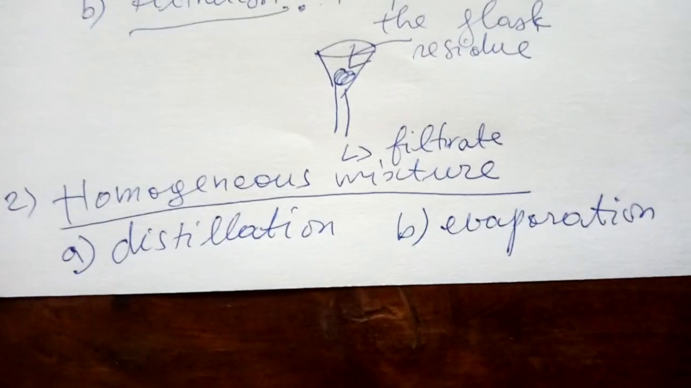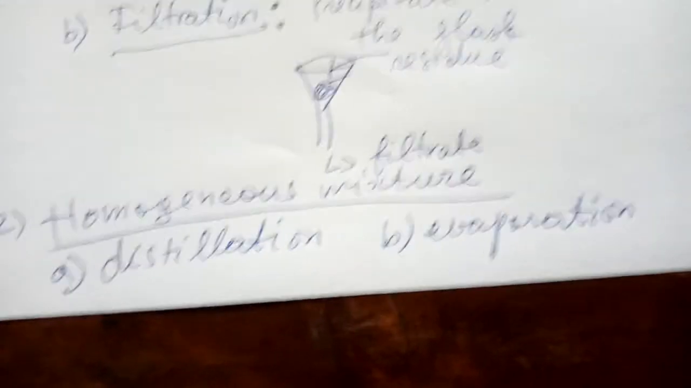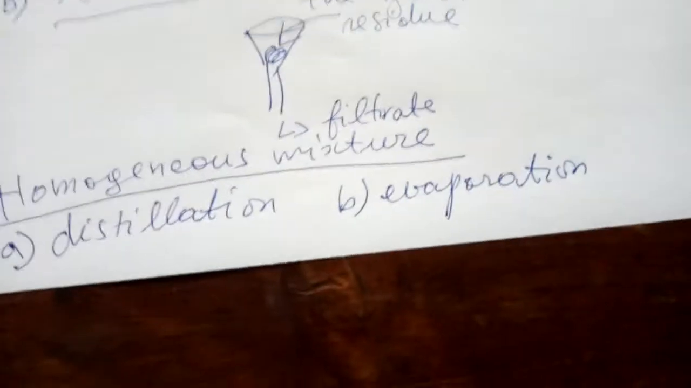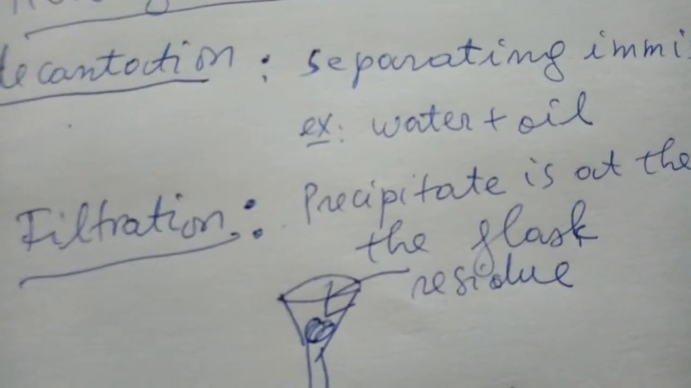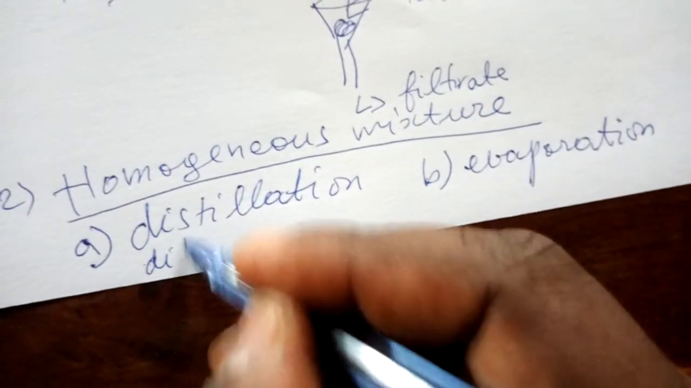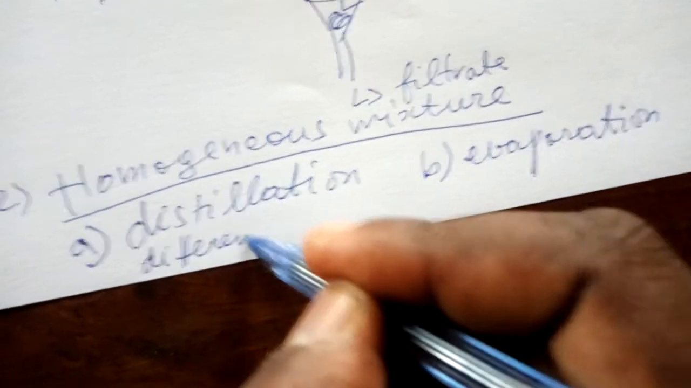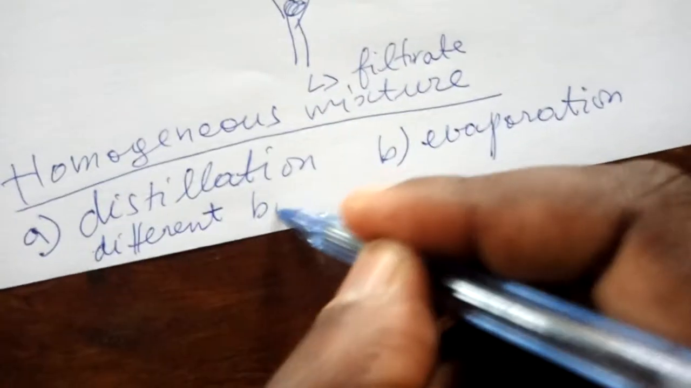What we call simple distillation is used when you want to separate the components of a mixture when the liquids have different boiling points.